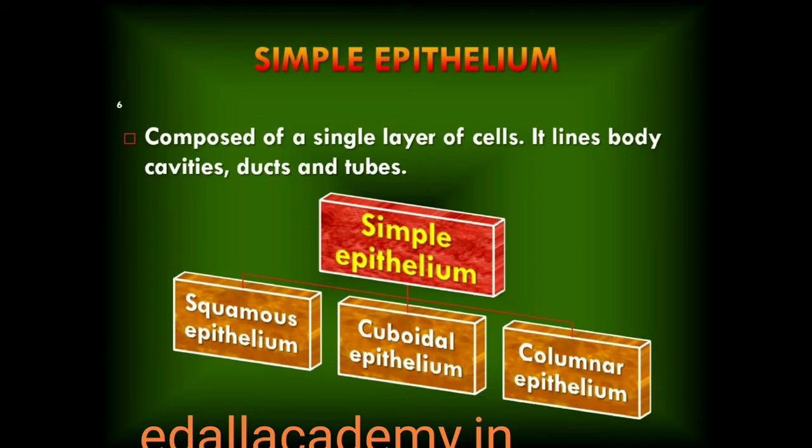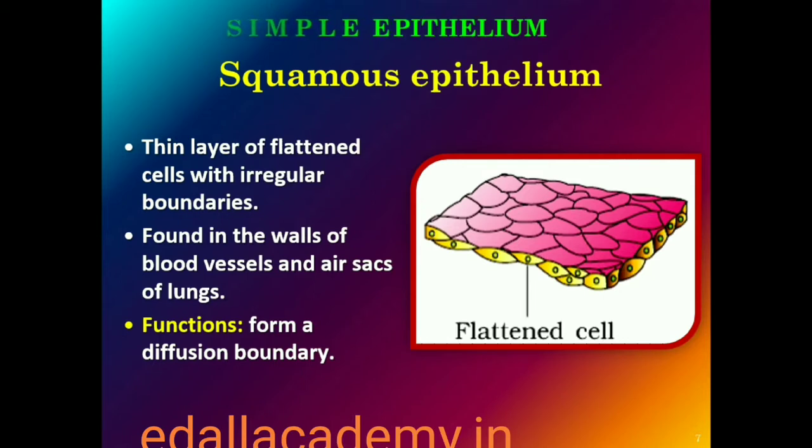Simple epithelium is composed of a single layer of cells and functions as a lining for body cavities, ducts, and tubes. The compound epithelium consists of 2 or more cell layers and has protective function as it does in our skin. On the basis of structural modification of the cells, simple epithelium is further divided into 3 types. These are 1. Squamous, 2. Cuboidal, 3. Columnar. The squamous epithelium is made of a single thin layer of flattened cells with irregular boundaries.